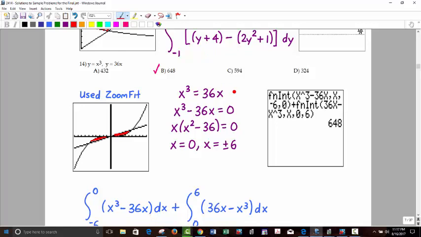So the area between two functions here, y equals x cubed, y equals 36x. If you actually graph that, there are two regions.